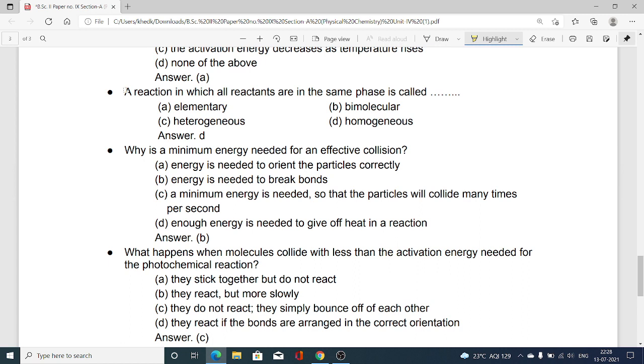Next MCQ. A reaction in which all reactants are in the same phase is called dash dash. Option A, elementary. Option B, bimolecular. Option C, heterogeneous. Option D, homogeneous. Option D is correct one. It is a homogeneous reaction in which all the reactants are present in the same phase, then such reaction is called homogeneous reaction.